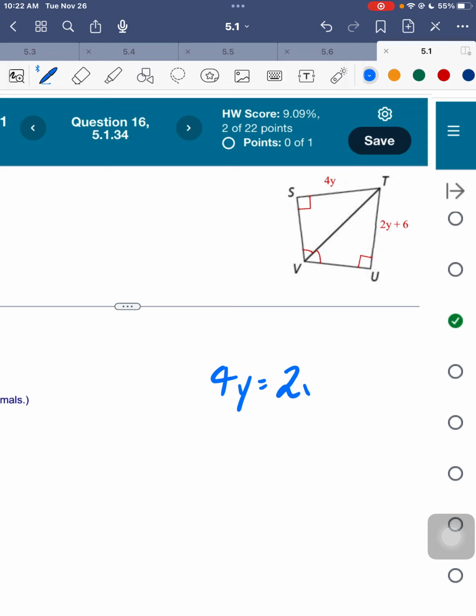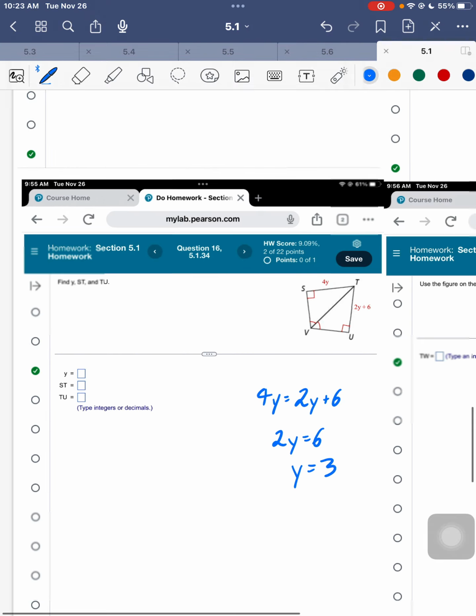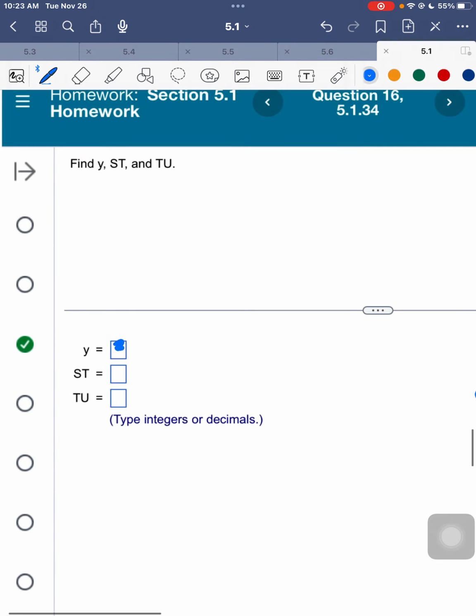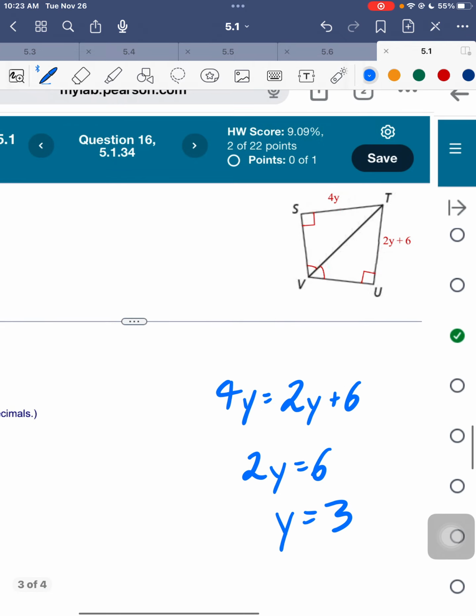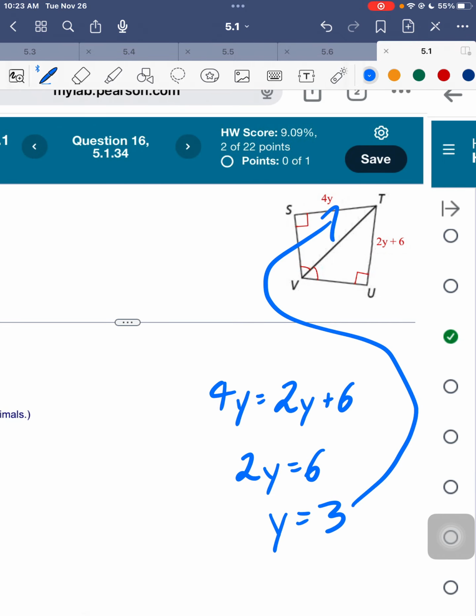For y equals 2y plus 6. So 2y equals 6, and y equals 3 again, okay? So my y would equal 3. And now what's my ST? My ST would be 12.